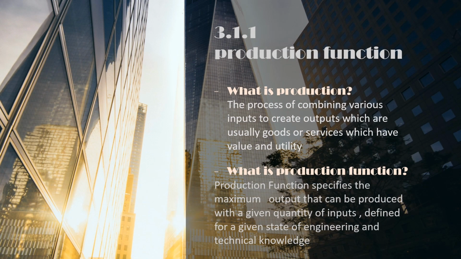At first, we should know what is production and what is production function. Production is the process of combining various inputs to create outputs, which are usually goods or services and which have value and utility. And the next question is, what is production function? Production function specifies the maximum output that can be produced with a given quantity of input, defined for a given state of engineering and technical knowledge.